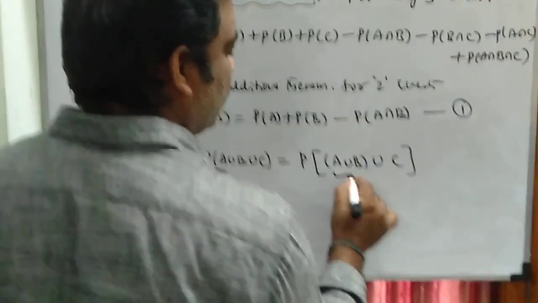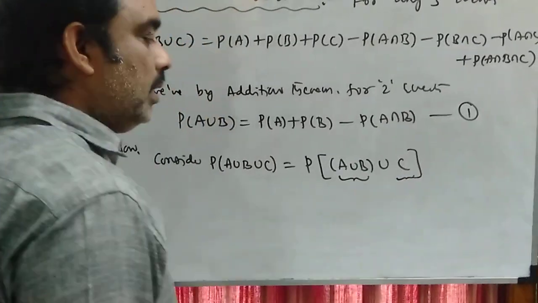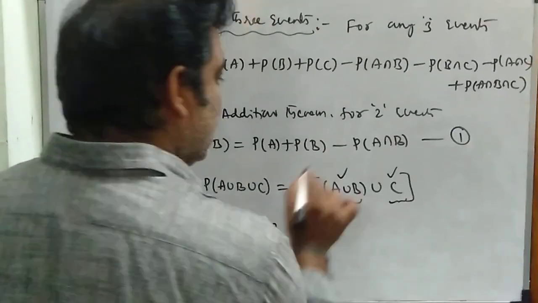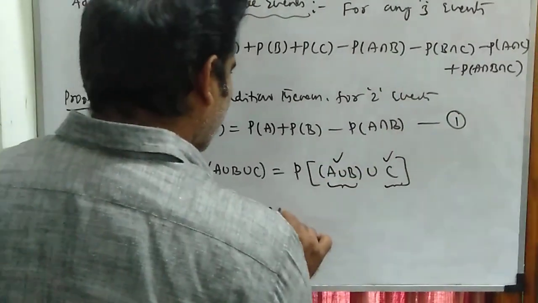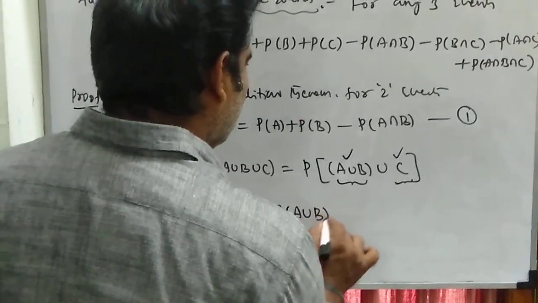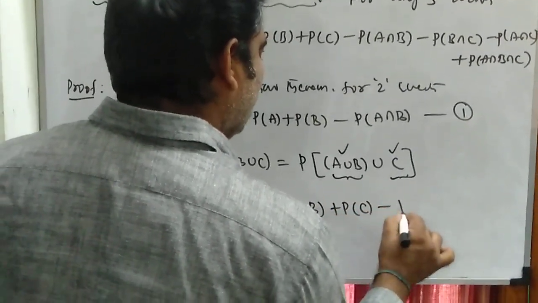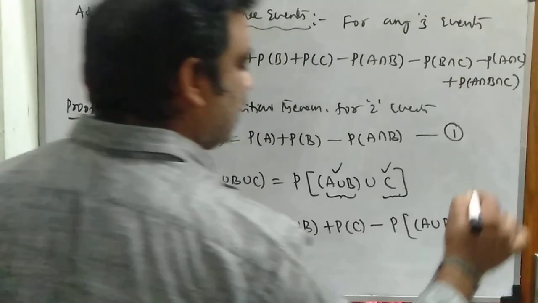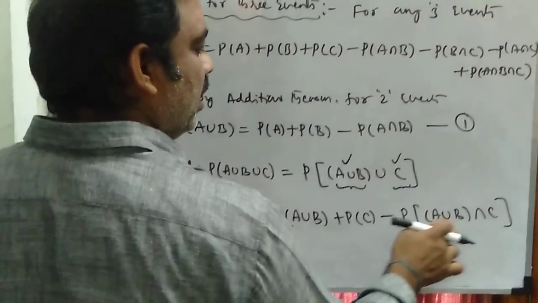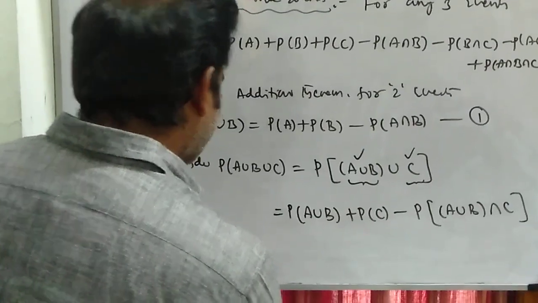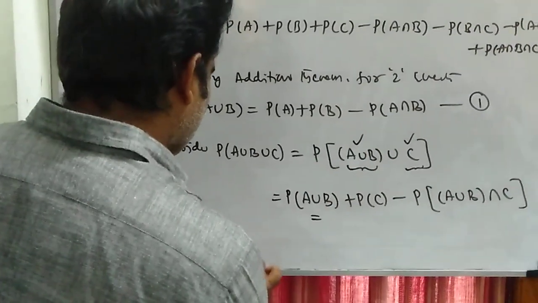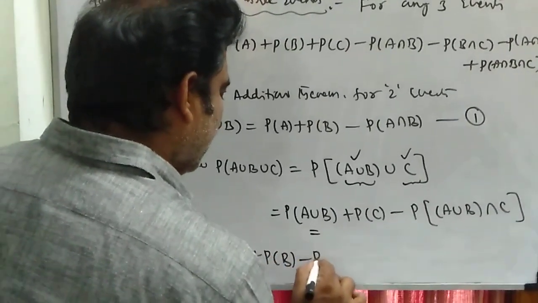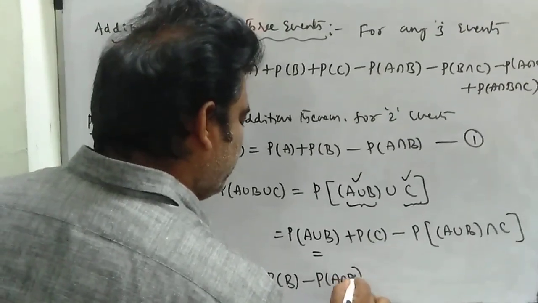So treat A union B as one set, other set is C. Now apply the addition theorem for 2 events. This is one event, this is other event. So I can apply addition theorem for 2 events as in equation 1: P of A union B plus P of C minus P of A union B intersection C. Like A intersection B, this is A union B intersection C. So on applying addition theorem for 2 events by equation 1 again, P of A plus P of B minus P of A intersection B.